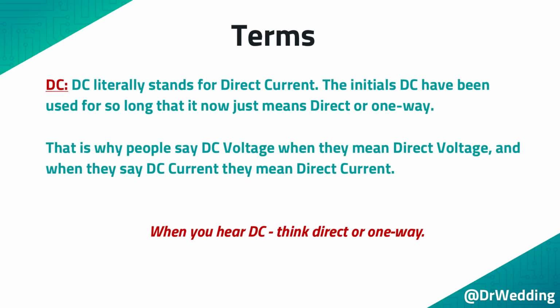DC literally stands for direct current. The initials DC have been used for so long that it now just means direct or one-way. That is why people say DC voltage when they mean direct voltage, and when they say DC current, they mean direct current. If you expand DC into direct current and use it in front of voltage and current, it sounds funny. DC voltage becomes direct current voltage, and DC current becomes direct current. Therefore, even though DC stands for direct current, you should think of it as just direct or one-way.